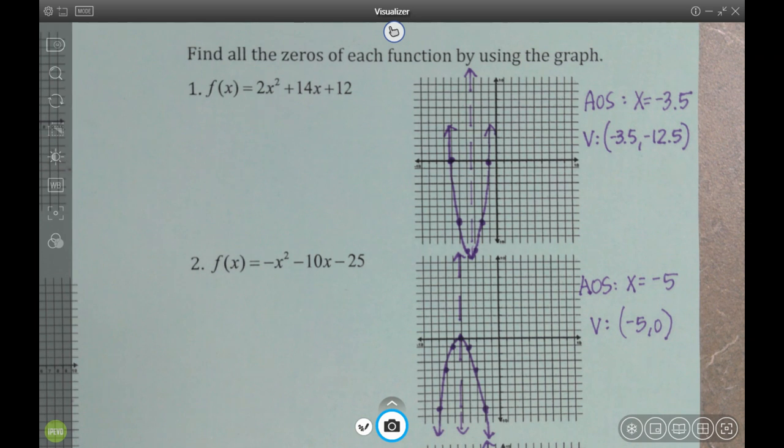Oh, no. Actually, I got the axis of symmetry right. You got the y-intercept what? The y-intercept is going to be negative 25, which is way down here off the graph. Wow.